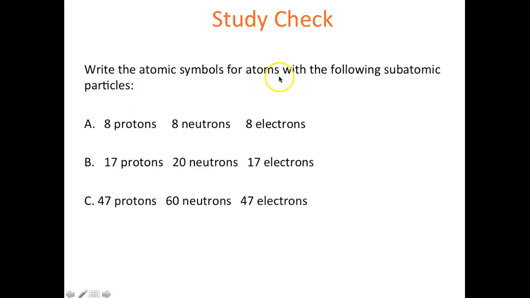Write the atomic symbols for the following subatomic particles. So this is oxygen 8, and it has 8 neutrons, so the mass is 16. This is chlorine, and 17 plus 20 means the mass is 37. This is silver. 47 plus 60, 107 is the mass.